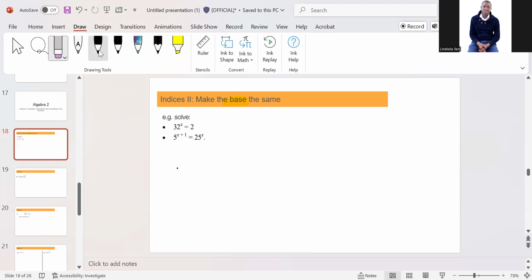All right, so let's take a look at the second question. The second question, we've got 5 to the power of x plus 1 equals 25 to the power of x, and we need to solve the value of x. What value of x would make the left-hand side and the right-hand side the same? Now, clearly here, we've got a base of 5 and a base of 25. So we need to make the bases the same.